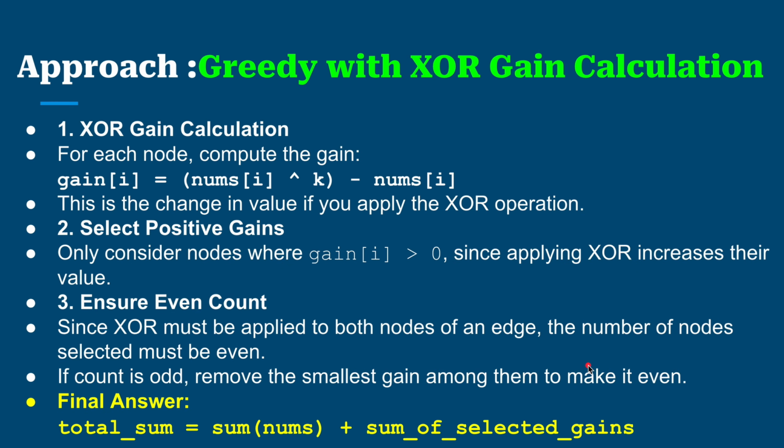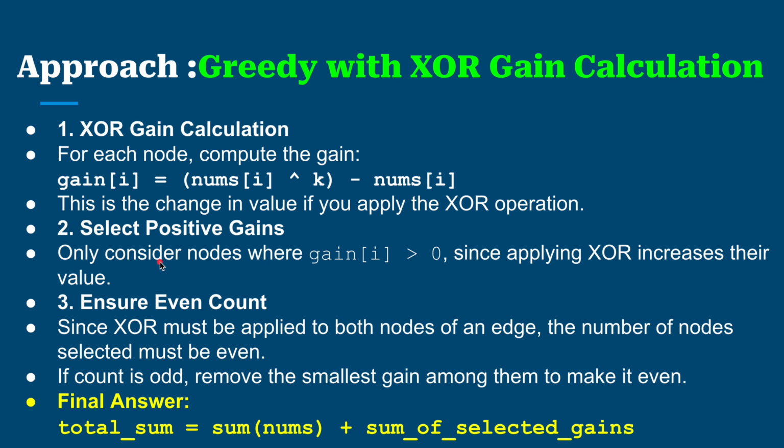Okay, so the approach will be, we'll calculate the XOR gain. How? Using this formula: gains at i is nums at i XOR k minus nums at i, and for each node you compute the gain. This is the change in the value if you apply the XOR operation. The calculated value minus the original, then you will get the gains.